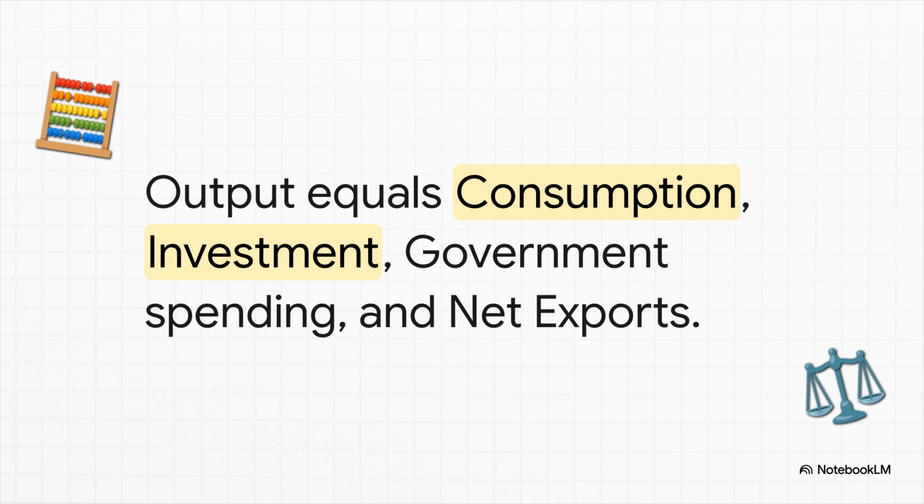That total output equals C, which is the consumption we just discussed, plus I, representing business investment, plus G for government spending, and finally plus NX, representing net exports. Every single thing a country produces is demanded by one of these four categories. They are the core building blocks of the economy.